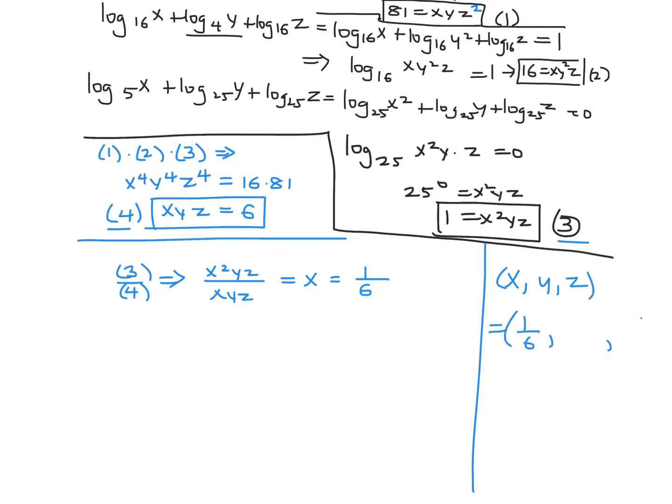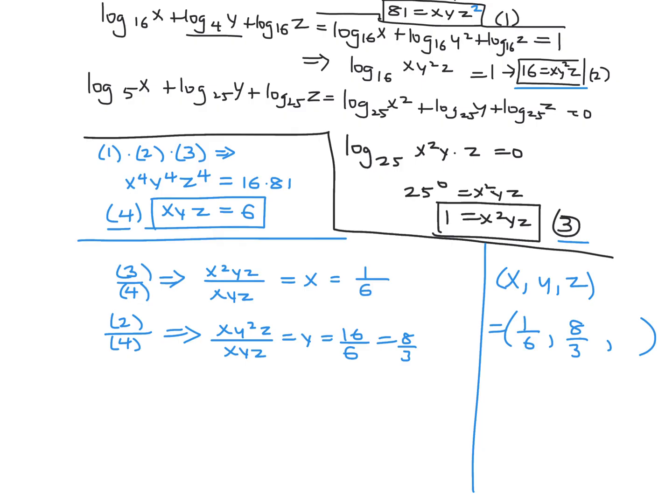Okay, great. So for y, I will take equation 2 and divide by equation 4. So that would be x y squared z divided by xyz. And that was going to be y, and that's going to be, hold on, sorry, 16. This one is 16 over 6. So that's 8 over 3. So 8 over 3 goes there.